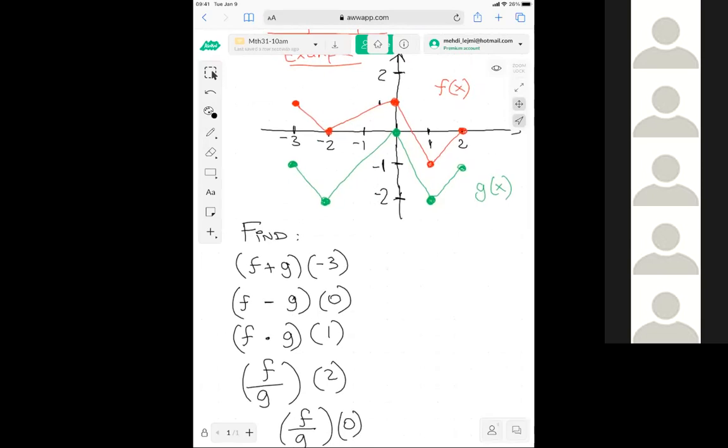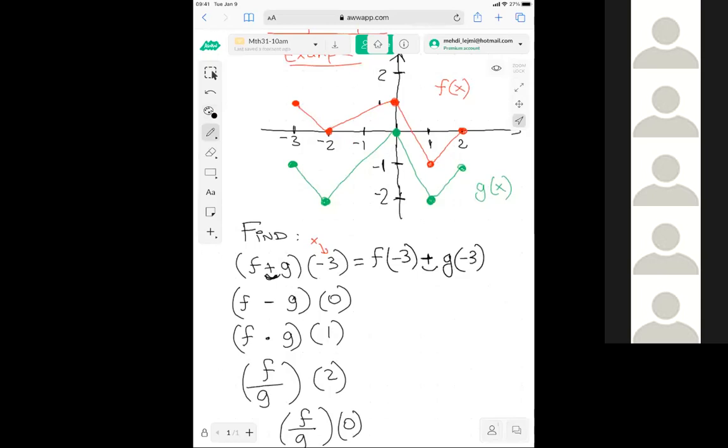By notation, this is supposed to be f of x plus g of x, right? But my x, guys, is negative three. So it's actually f of negative three, because my x is my input, negative three. Then I have a plus here, and then g of x, but my input x is negative three. So that's g of negative three.